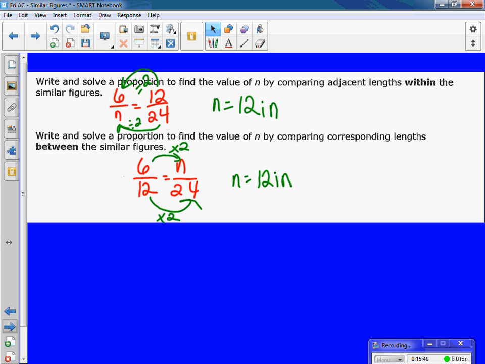So again, I'm just proving to you that using proportions, as long as you're keeping things consistent, you're making sure you're comparing the same parts of a figure, there are many different proportions that you could actually use to solve for these values.